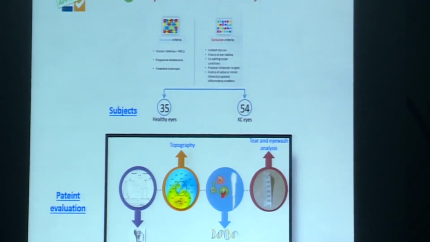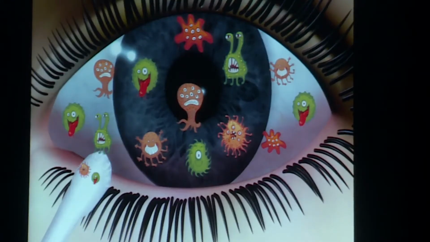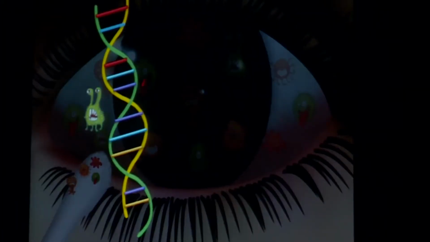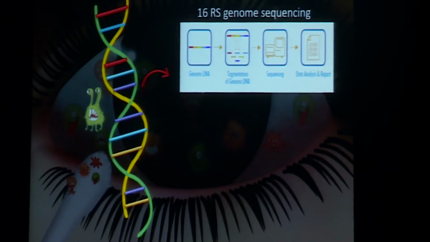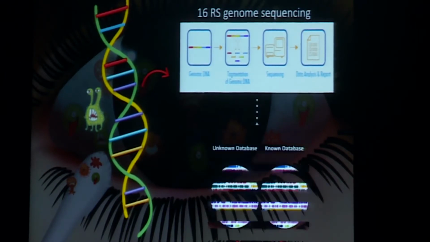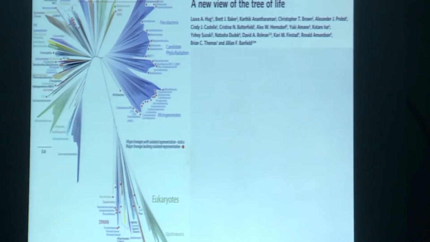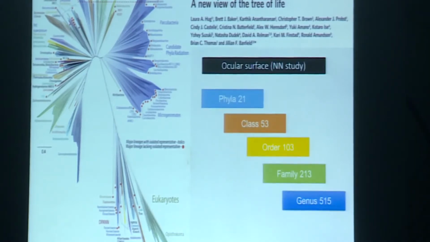All the patients underwent detailed clinical and topographical evaluation before being recruited in the study. What we did was collect swabs from the ocular surface, from the lower fornix and the upper fornix. We extracted the DNA from this ocular swab and performed 16S genomic sequencing. The unknown database which we found from this was compared to the known database to classify the new disease pathology. This is how the tree of bacteria looks, and this is how they are classified.